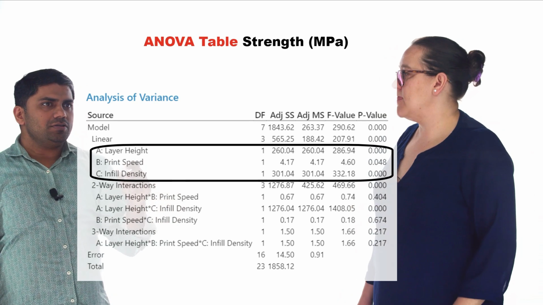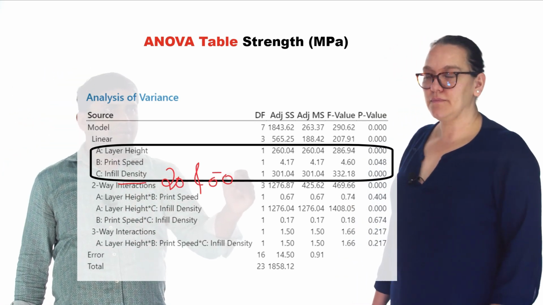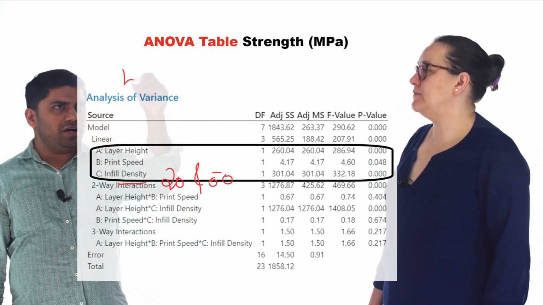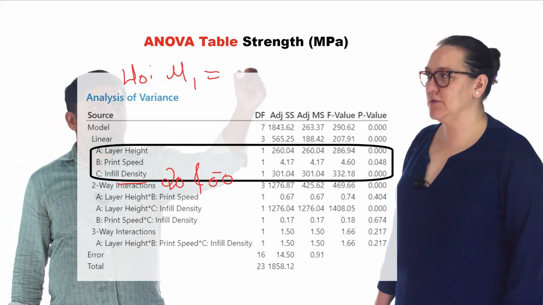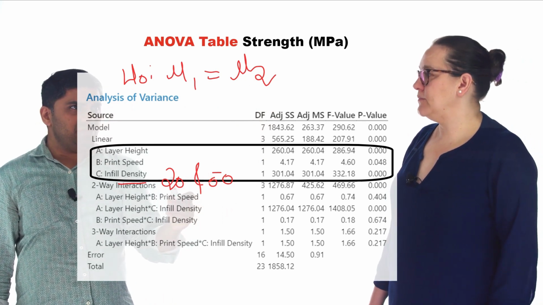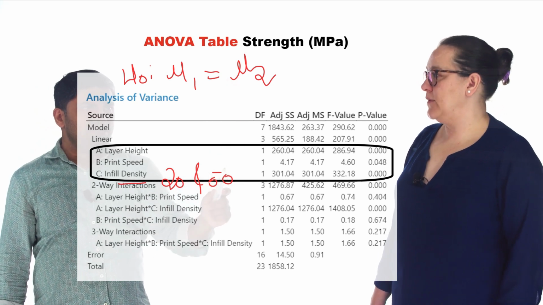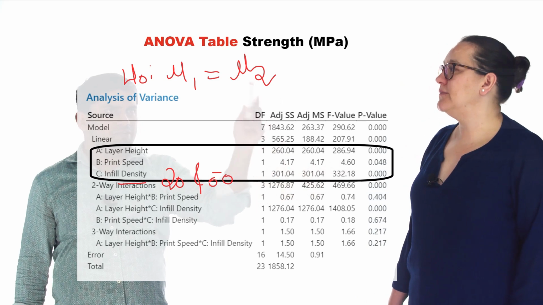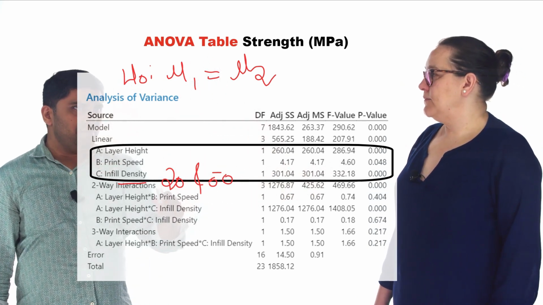In the case of infill density, we had 20 and 50%. Here again it is the same thing. Our null hypothesis is mu1 equal to mu2. That means when I am using infill density 20, the mean is the same as the mean when I am using infill density 50, the mean strength. Here the p-value is 0. That means I have to reject this null hypothesis. That means the means are not the same.